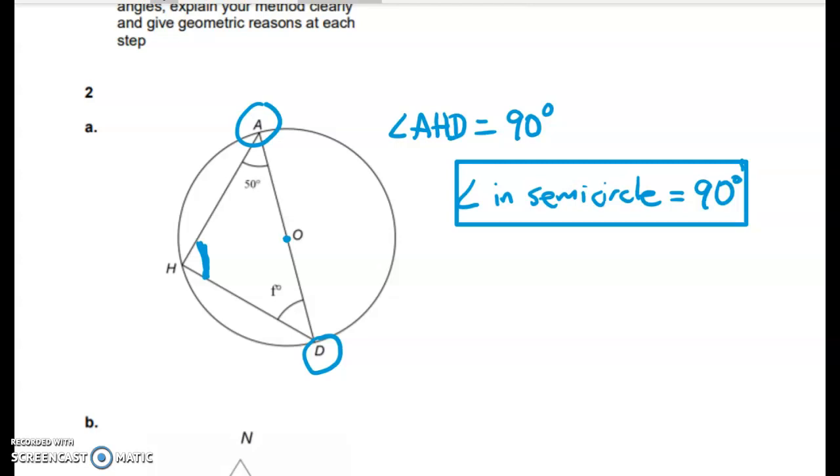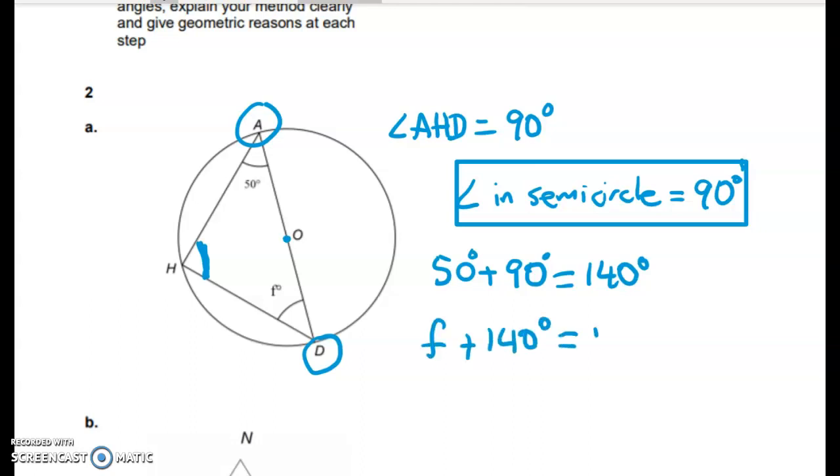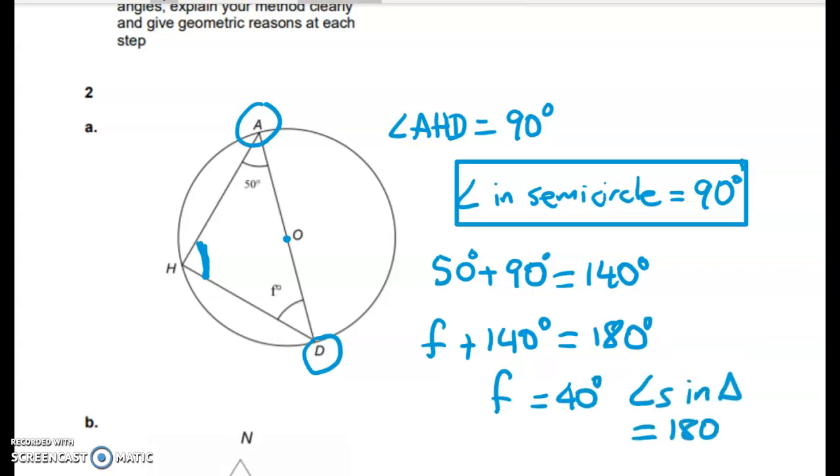Now, what can I do next? Well, I've got a triangle, so I'm going to use angles in a triangle. So 50 plus 90 is equal to 140 degrees. So F plus 140 degrees is equal to 180 degrees. So F equals 40 degrees. And the reason for that is that angles in a triangle equal 180 degrees.